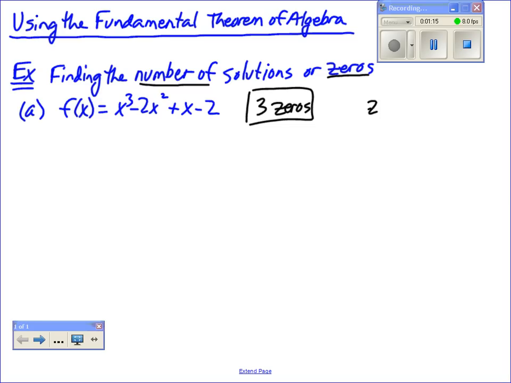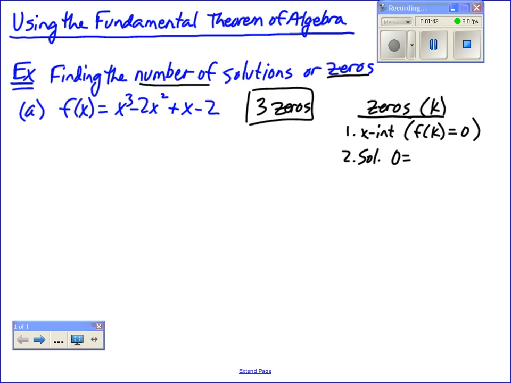Now remember, zeros are the same thing as an x-intercept. If your 0 is k, that means it's the same as an x-intercept, i.e. f of k equals 0. That's what it means to be a 0. It's also a solution to the equation 0 equals your original polynomial. And if k is a 0, then you know that x minus k is a factor. We kind of talked about that last time.